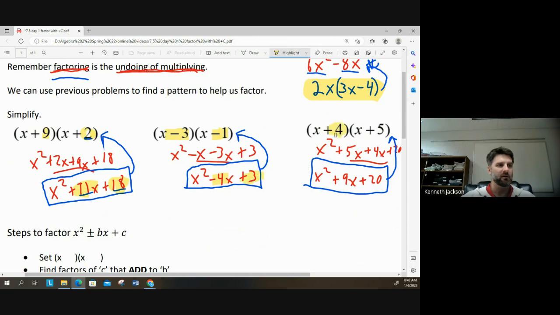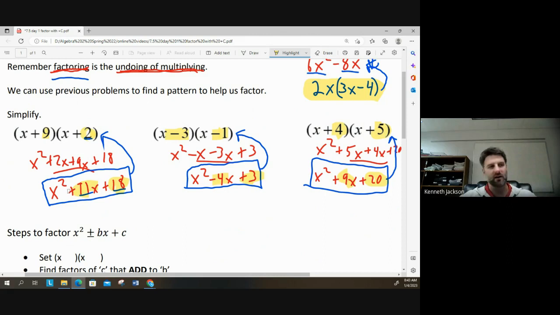4 plus 5 is 9. 4 times 5 gives me 20. So these numbers in the parentheses are what is leading me to my answer, the multiplied quadratic polynomial. And we use this pattern to help us pull apart these factors.